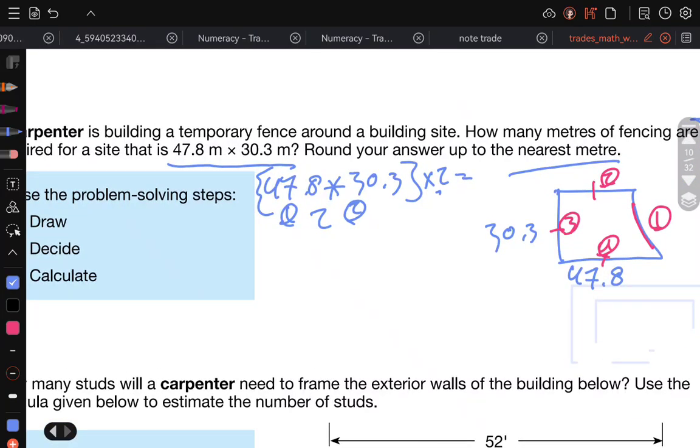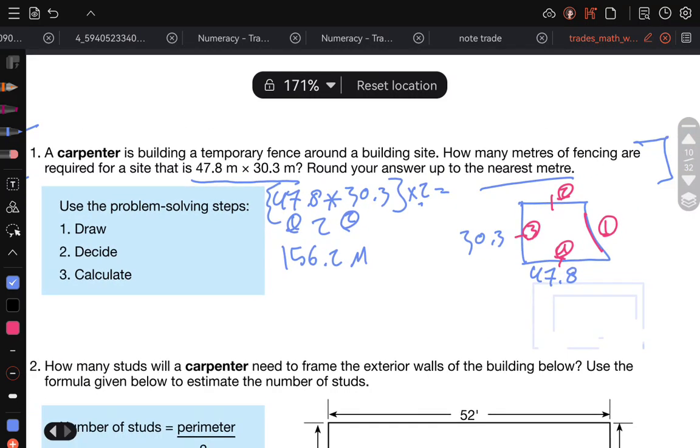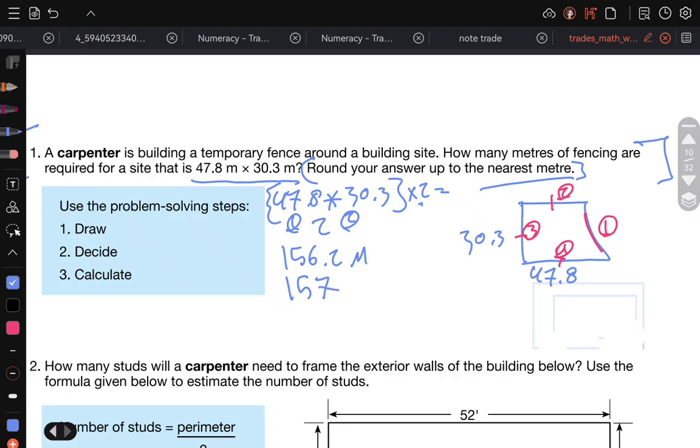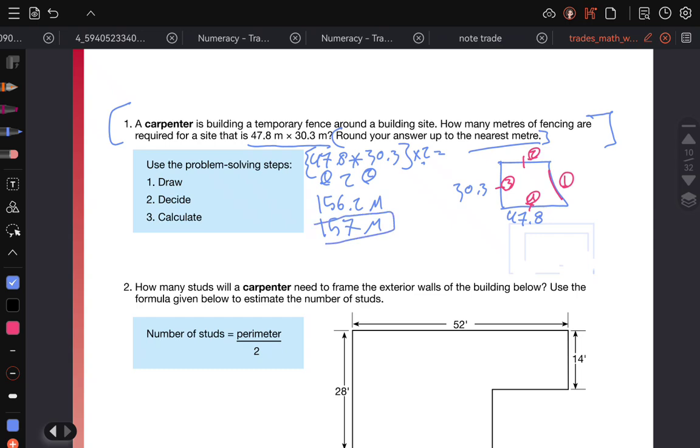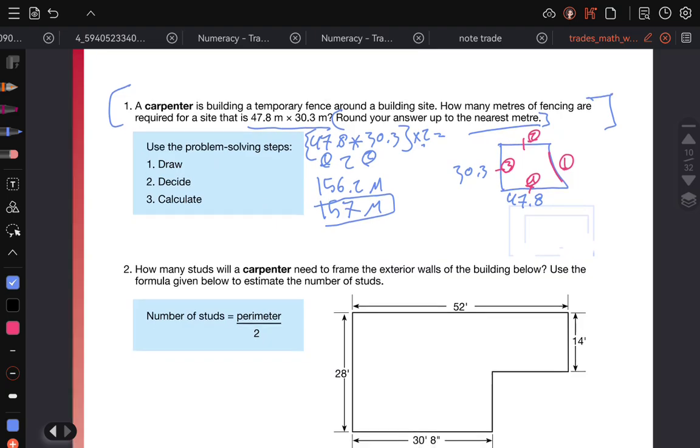So the answer will be 156.2. In meters. And as you read before, round your answer up to the nearest meter, which will be 157. I hope this one is clear. Honestly, I'm trying to explain it as much as I can, but it's super easy.